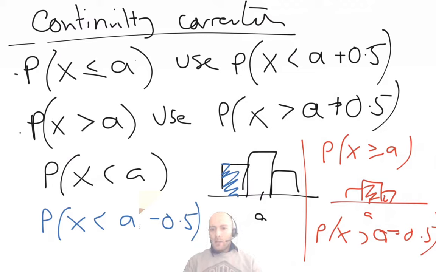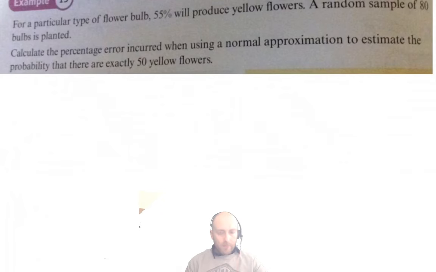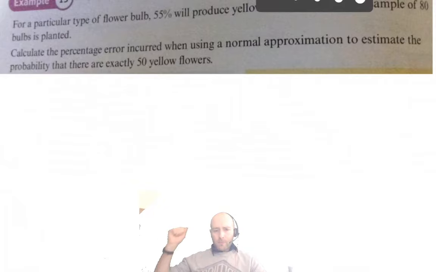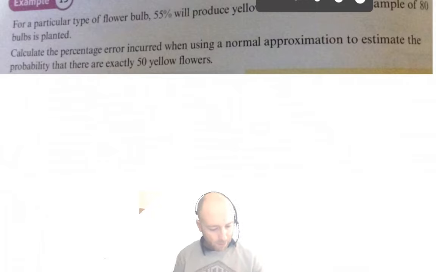All right, let's try this then. So, a particular type of flower bulb will, 55% will choose yellow flowers. A random sample of 80 bulbs is planted. Calculate the percentage error incurred when using a normal approximation to estimate the probability there are exactly 50 yellow flowers. There's quite a lot going on there. We're going to do a binomial distribution, a normal distribution, and find the percentage error for both.